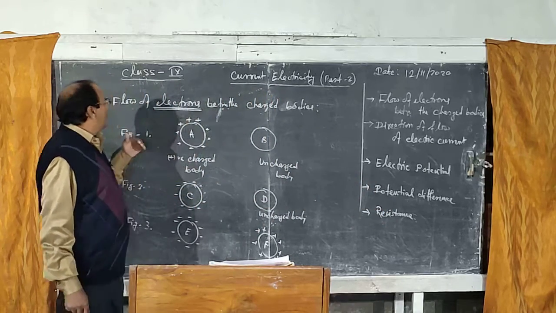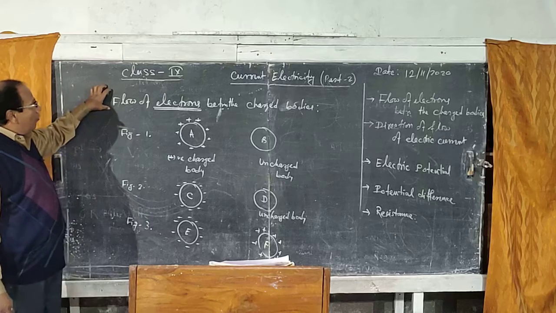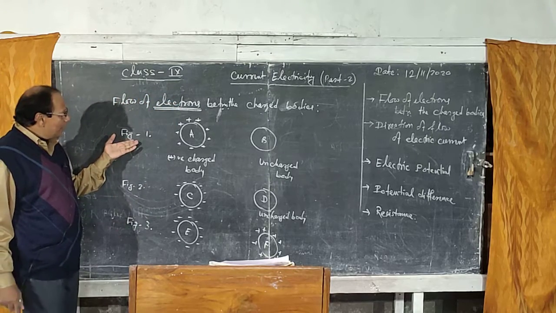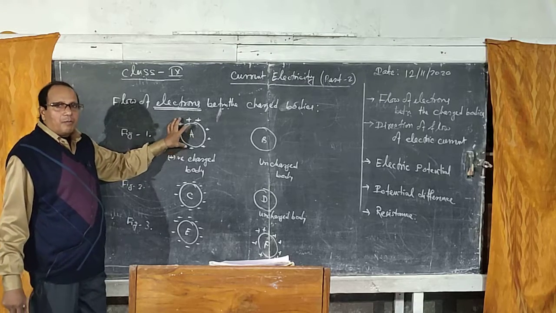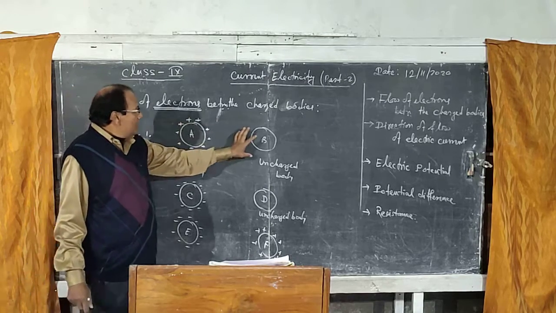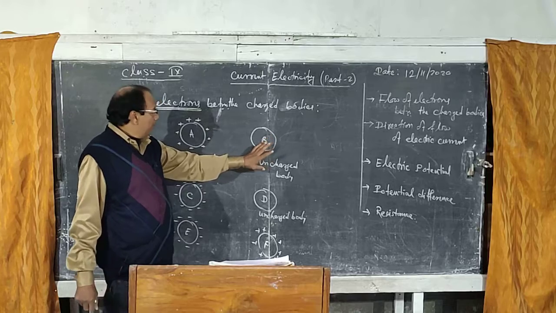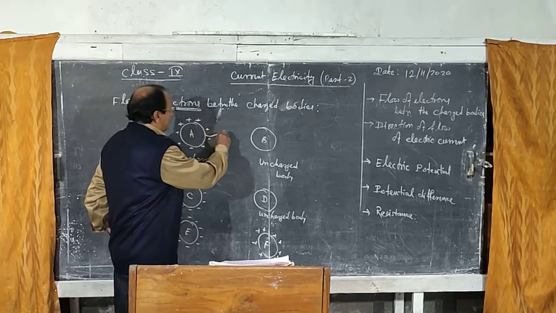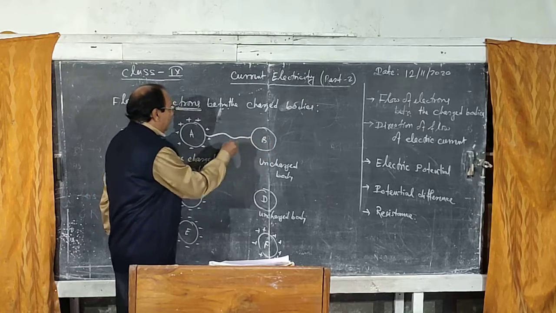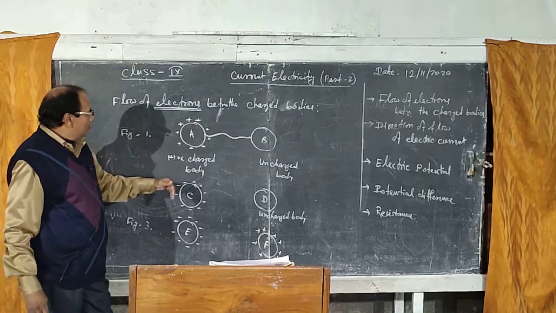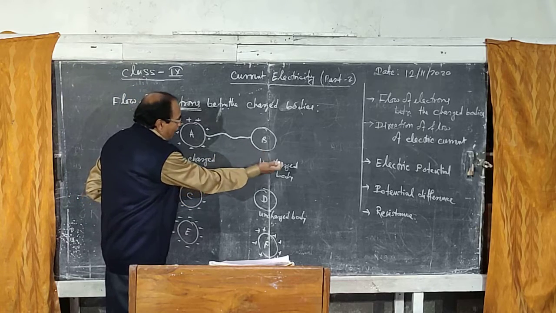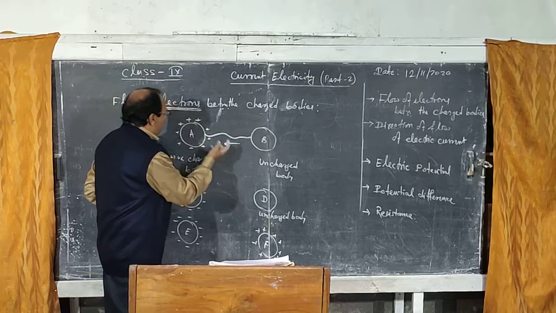Okay, let's start the first topic: flow of electrons between the two charged bodies. In figure 1, I have kept here one positive charged body and one uncharged body, right? B has no charge, A has positive charge. Now if you connect them with a metallic wire, then you will find that electrons start to flow from the uncharged body to the positive charged body.